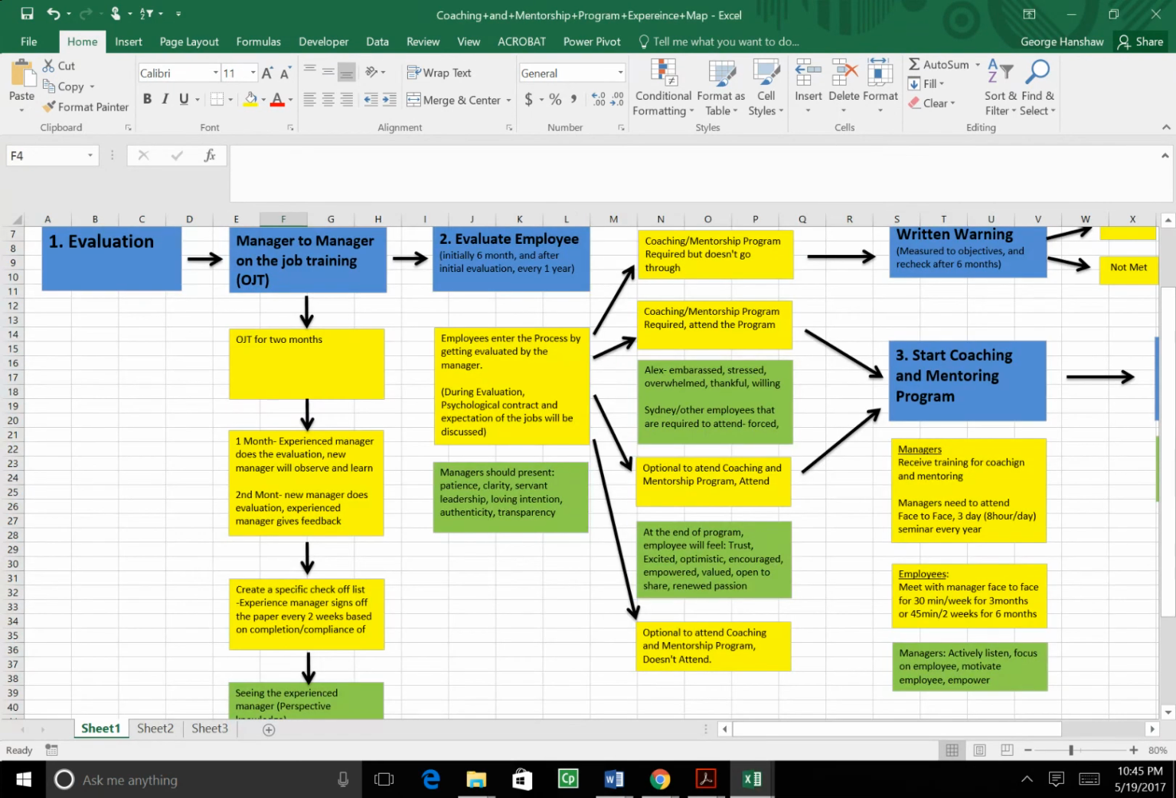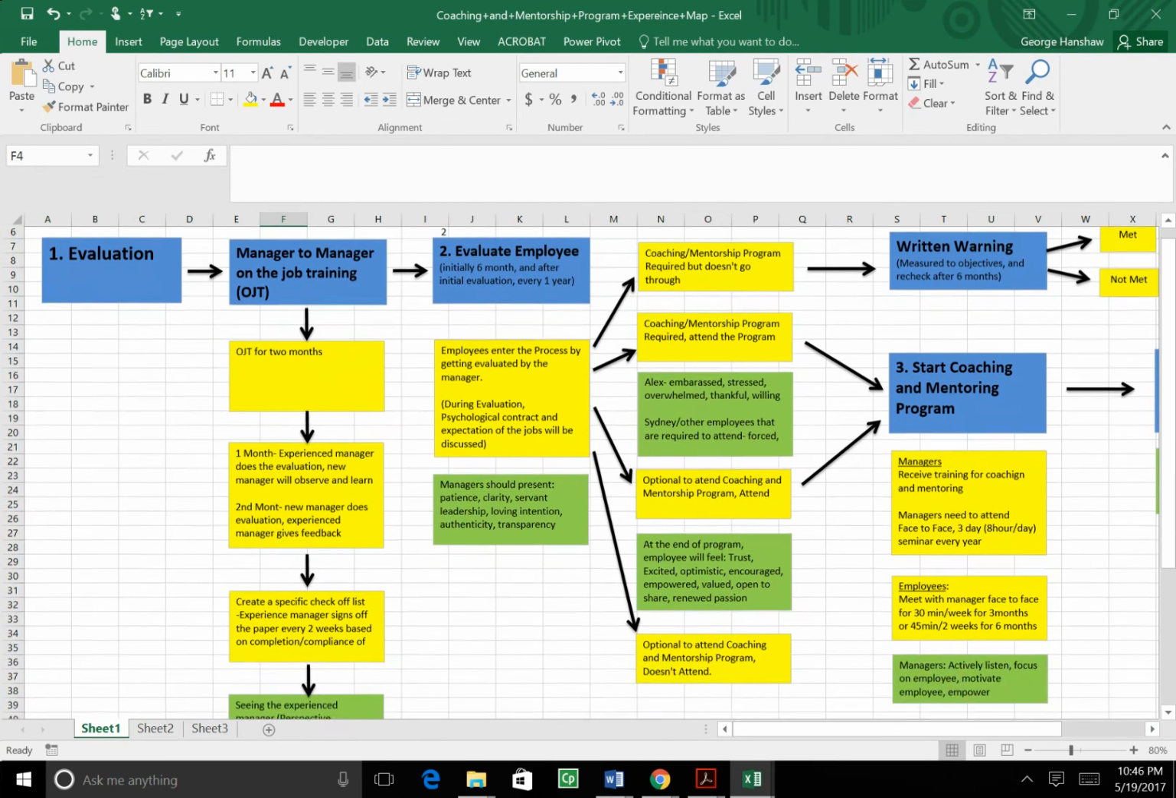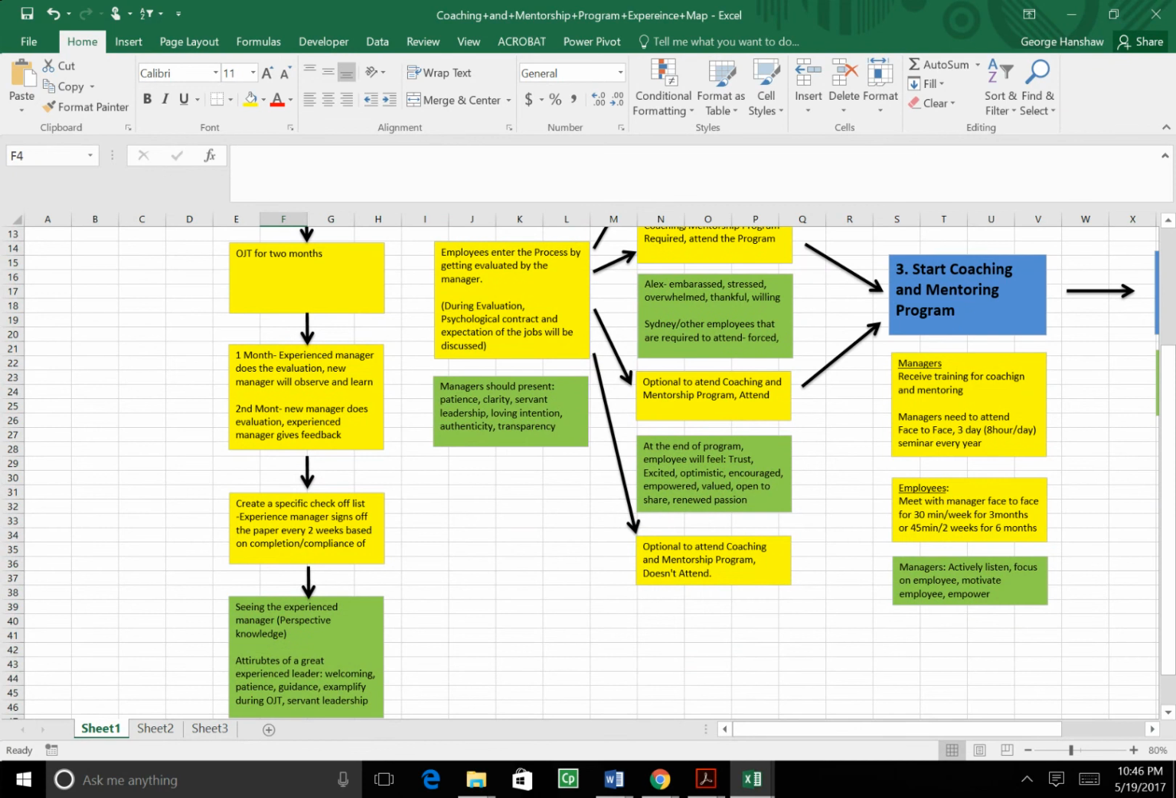We're going to look at one more map. This one's a little more linear. You notice how things go in a certain fashion. So this person wanted to have an evaluation process. Well, before they do that, they have to have manager to manager OJT training. Before they could evaluate employees, they have to have manager to manager training, and they chose on the job training. So this is a solution here. Right, here's our solution. Down below in our yellow, remember what our yellow is. Our yellow is the mechanisms: OJT for 2 months, 1 month with experienced managers.